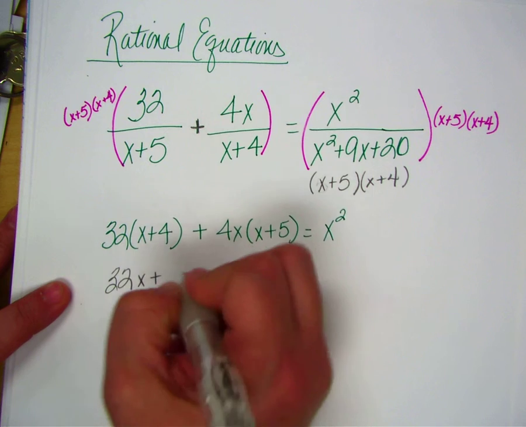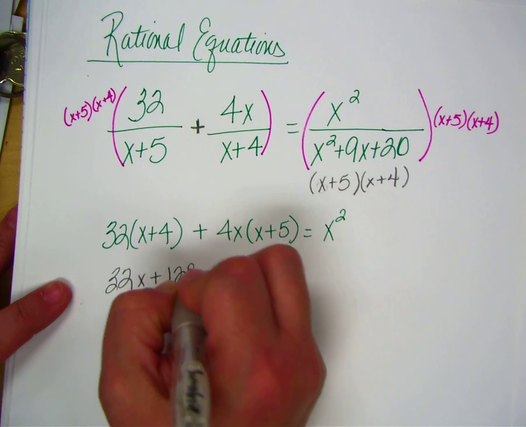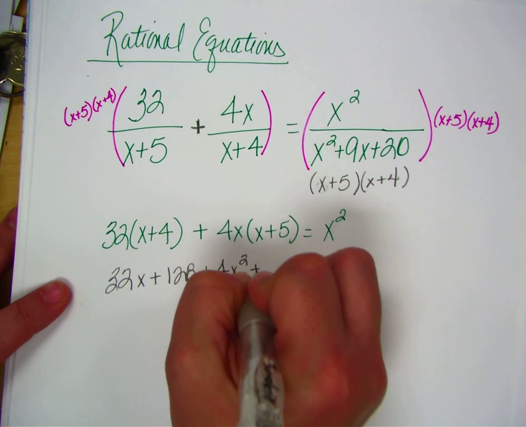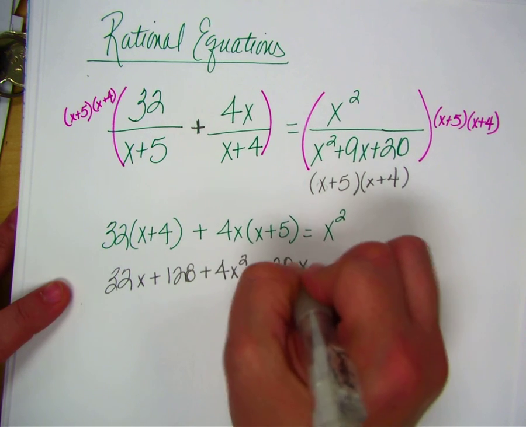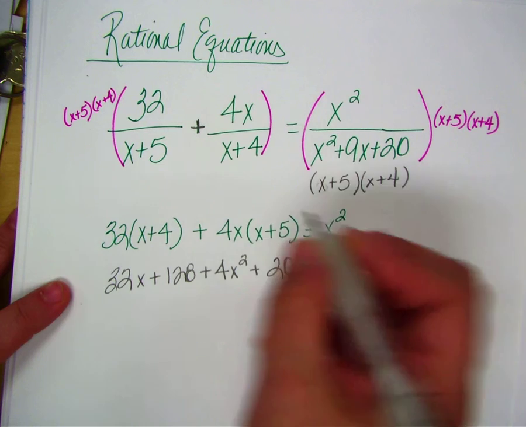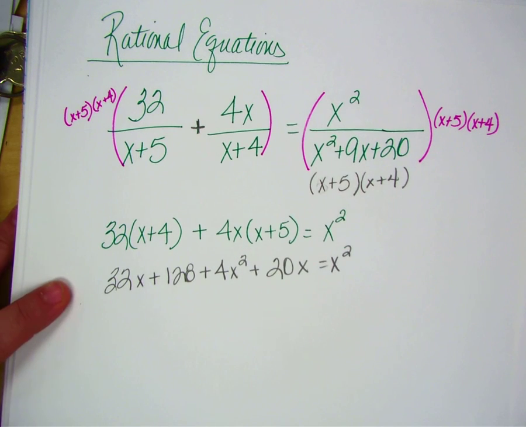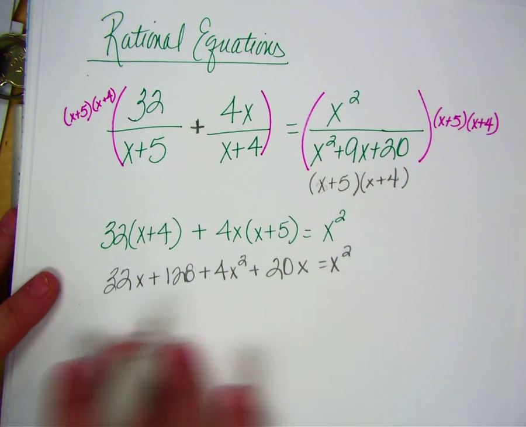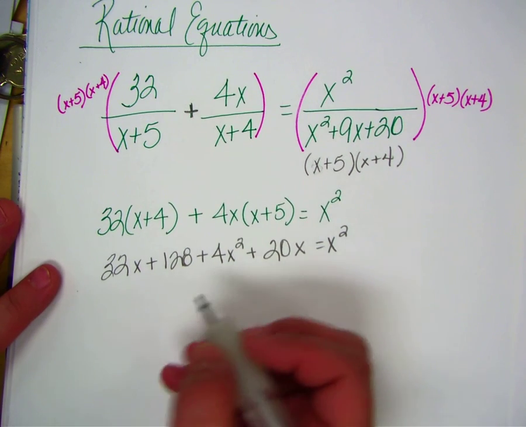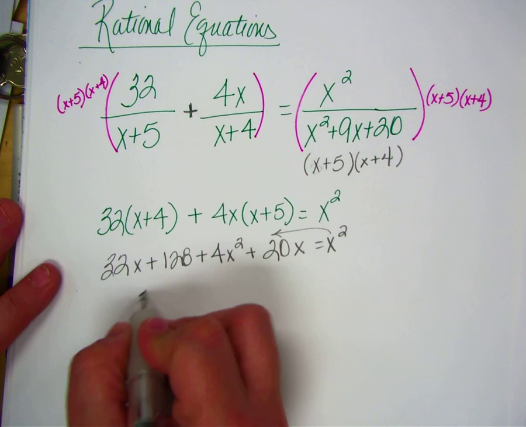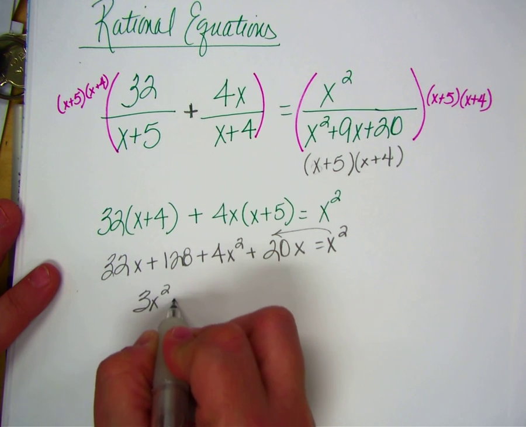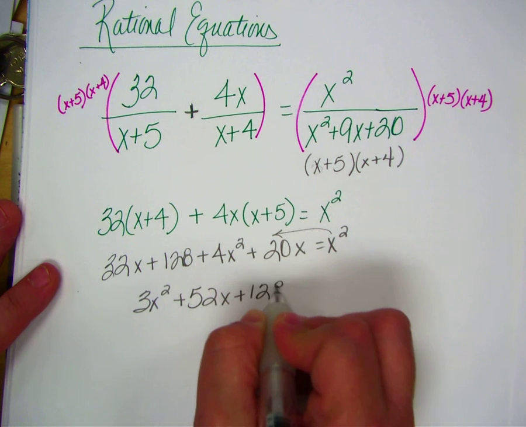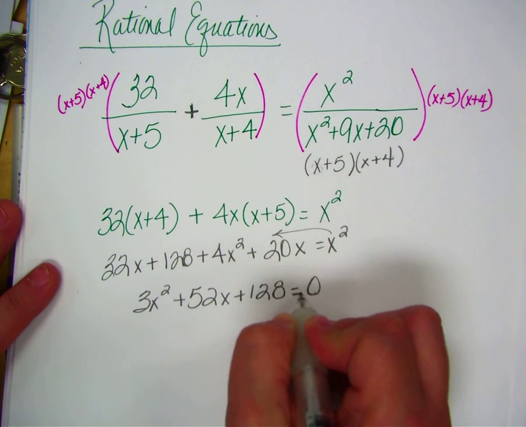32x plus 128 plus 4x squared plus 20x. A lot of you got this far and you said 4x times 5 was 20, and you left off the x, which made the whole thing wrong. Now I'm going to get my like terms together, and I'm going to move this over here. So 3x squared plus 52x plus 128 equals 0.